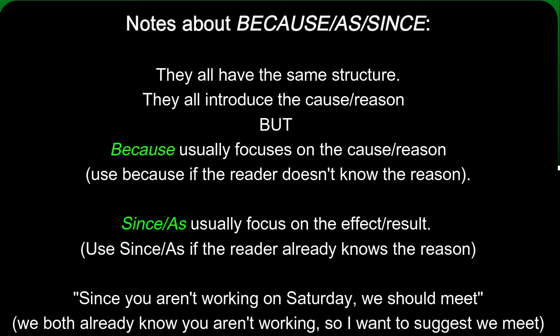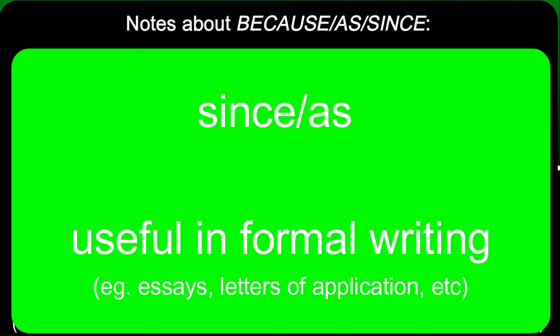So we both know, we both are aware, and this information is clear and obvious, and I want to focus on "we should meet." So I introduce the clear reason, "you aren't working," with "since." "Since" and "as" can be very useful when you are writing formal essays and things like that, because often we want to give a reason that the reader already knows. So "since" and "as" are quite useful in formal writing.